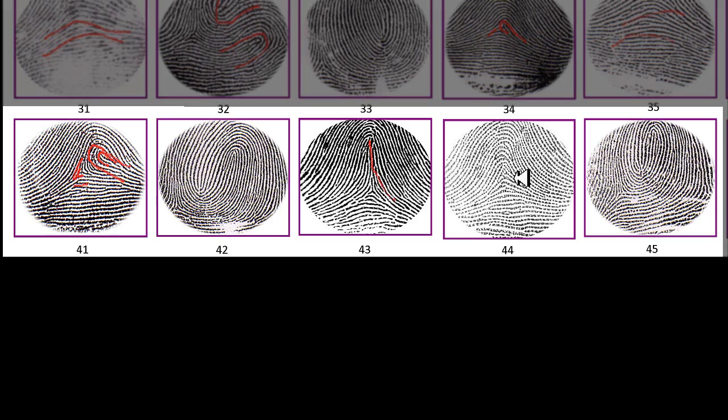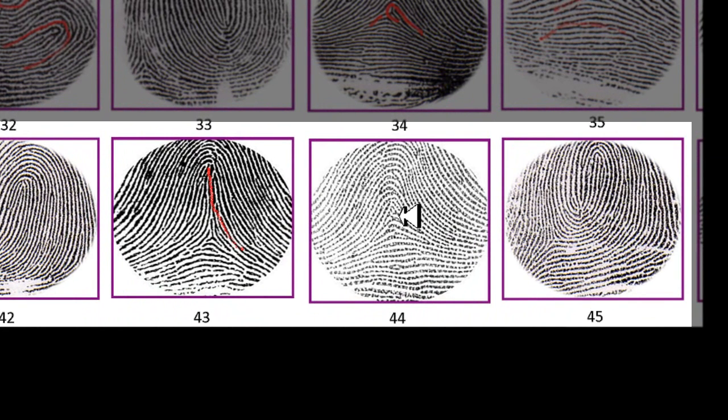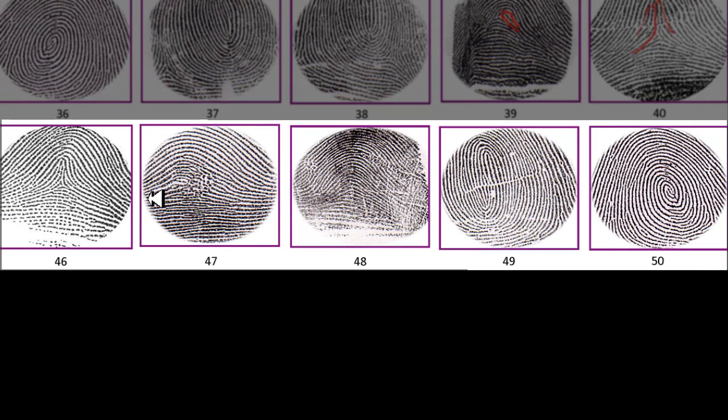44 is very interesting, but if you look very carefully, there appears to be a single looping formation right in the very center, and this could be considered a loop pattern or a tented arch. I would give it a loop first. Number 45 is not a loop. Okay, let's finish up. 46, tented arch. 47, plain arch. 48, plain arch. 49, not a loop, not a tented arch, not a plain arch. And number 50, not a loop.